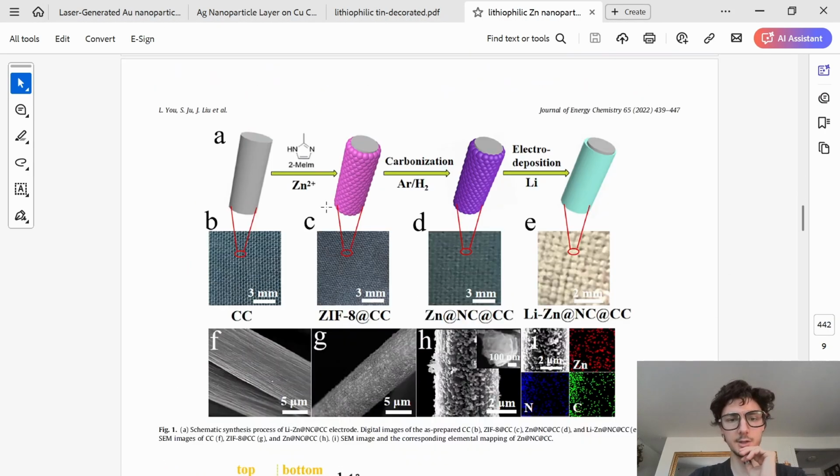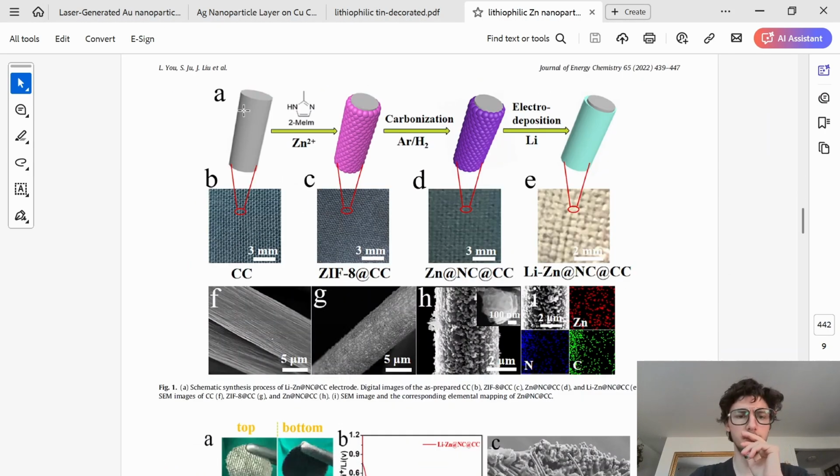Results and discussion. Let's zoom through. Okay. We got this material here. This is the carbon cloth. I'm assuming they're pulling out 1 fiber of this carbon cloth. Then we got the zinc plating. See, the zinc is coated on each of these, which creates the ZIF 8 CC, so the zinc onto this carbon cloth. Carbonization creates this thing with the NC, so I'm assuming this NC is the carbonization. And then we got the lithium plating onto this.